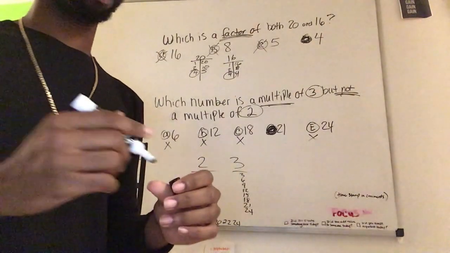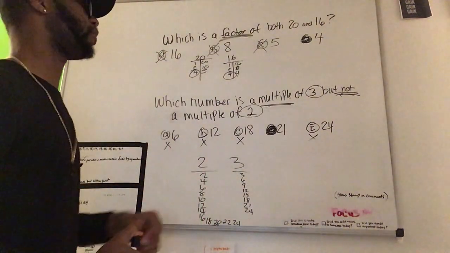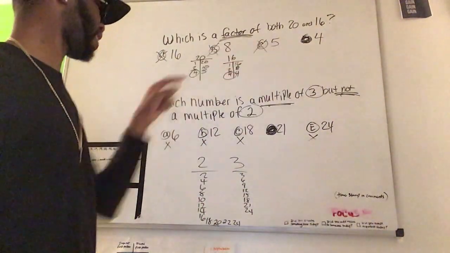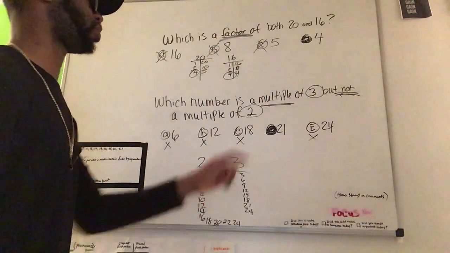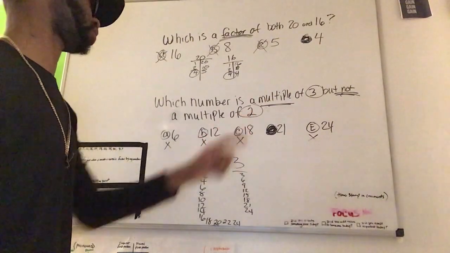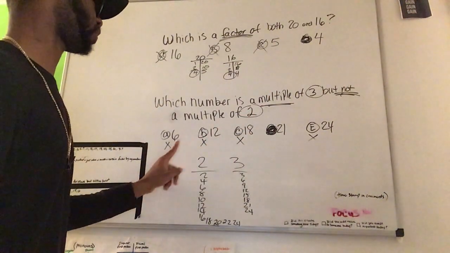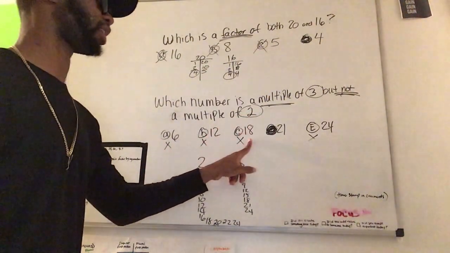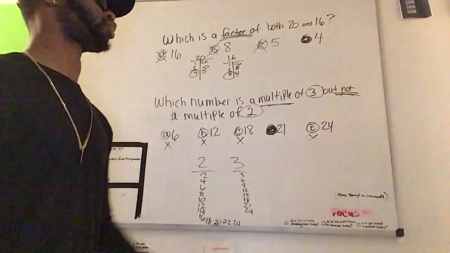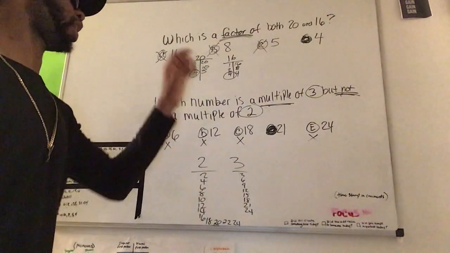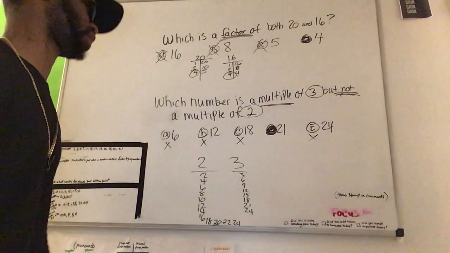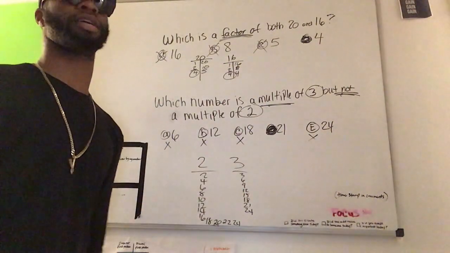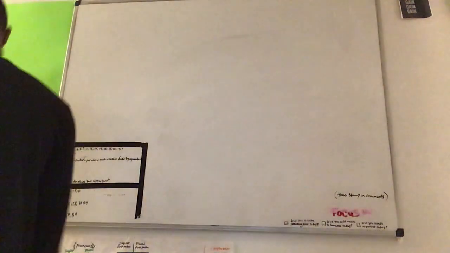So when they asked for a multiple of 3 but not of 2, it has to be only on the 3's list, but it can't be on the 2's list. 6 was on both lists, 12 was on both lists, 18 was on both lists, and 24 was on both lists. 21 was the only number that was only on the 3's list. And for that reason, 21 is your answer.